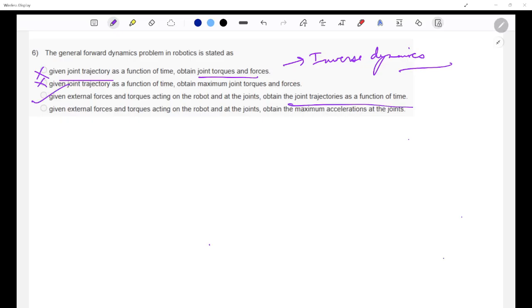This is correct, because we are given the torque and we want to solve for q(t). Thus we compute how the robot moves when the forces are applied. If we apply certain torques from motors, the robot will move, and what trajectory it is going to follow, all of these constitute forward dynamics. So this is correct. Option 4 is: given the external forces and torques acting on the robot and the joints, obtain the maximum acceleration at the joint. No, this is incorrect. Forward dynamics does not compute only maximum acceleration, it computes the complete motion over time. It computes q(t), q dot(t) and q double dot(t). So this option is incomplete. That is why this is also incorrect.